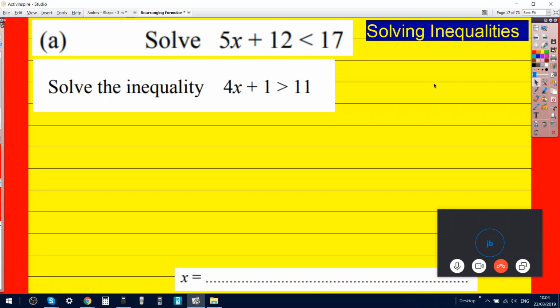Okay. Solve this bottom one. So wait, so it's 4x plus 1 equals 11, or 5x. Do the second one. So 10 divide by 4. 5/2. Yes. So x is greater than 5/2.